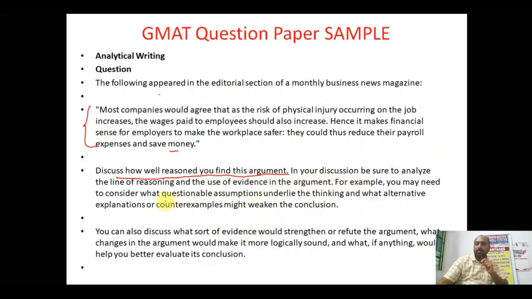For example, you may need to consider the questionable assumptions that underlie the thinking, and what alternative explanations or counterexamples might weaken the conclusions. This is how you show your support for or opposition to the given passage or argument. So just try to put your points in a particular order, right?